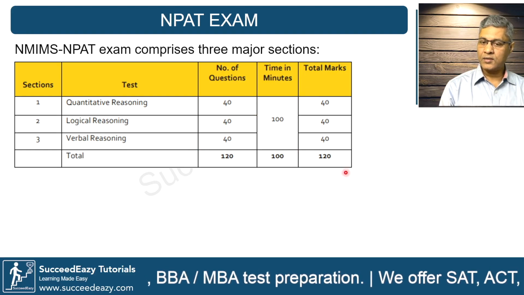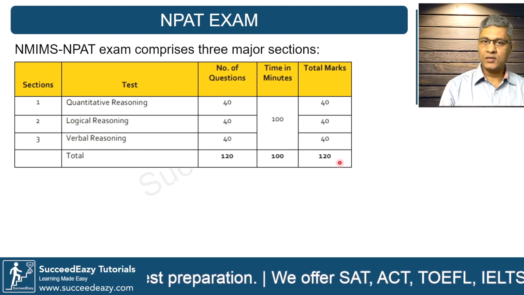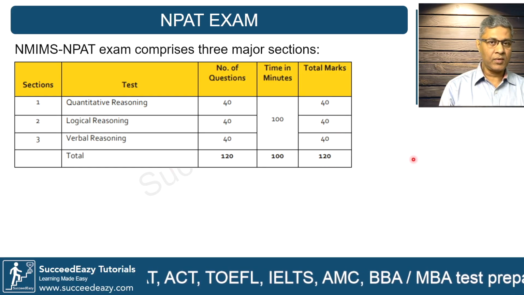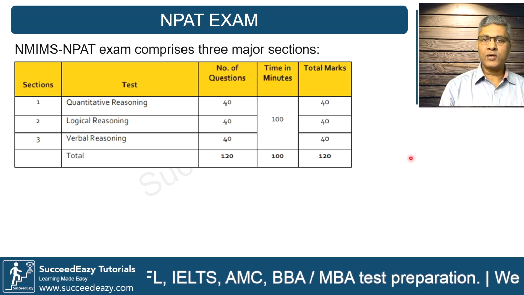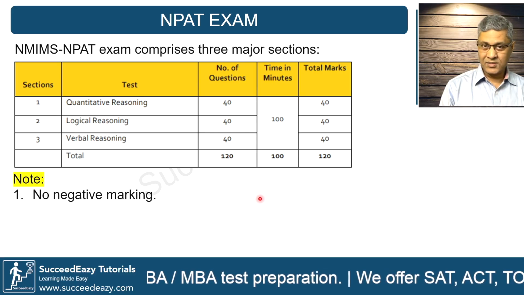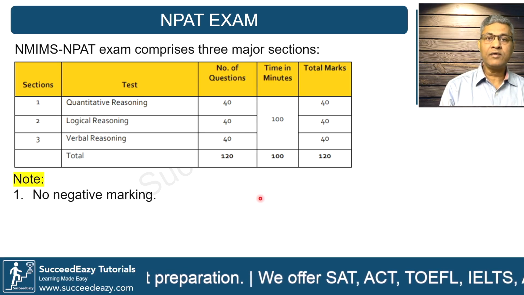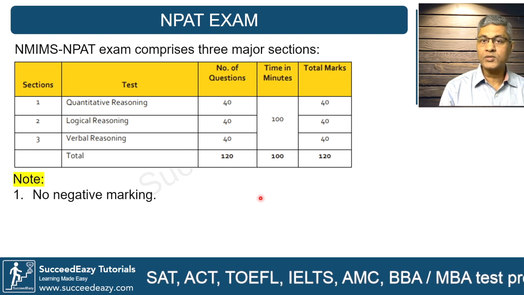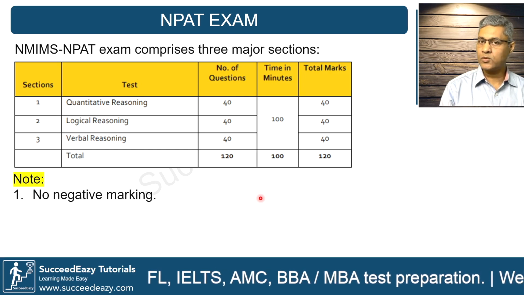Total marks are 40, 40, 40, that is 120 marks for each section. So there are important caveats that you need to keep in mind before you take this exam so that you can make the right strategy for yourself. First of all, there is no negative marking. So it is suggested that you do not leave any question unattempted, because even if you go wrong, you don't stand to lose anything. By chance, you may get certain questions right.